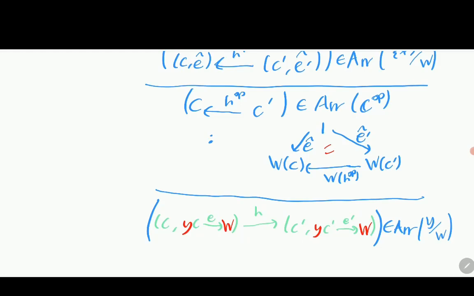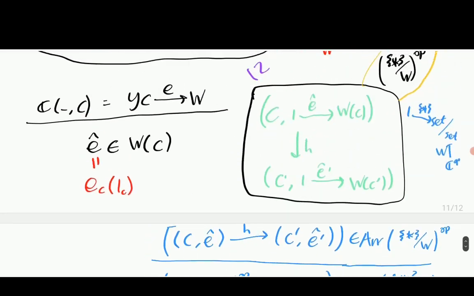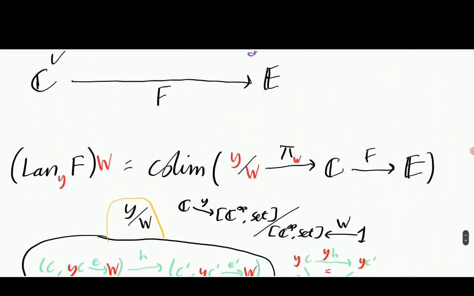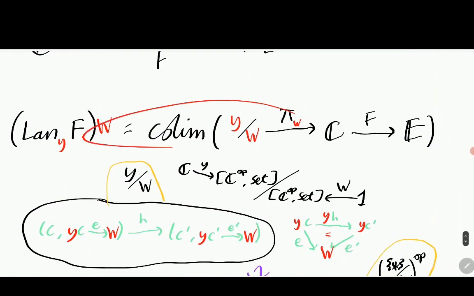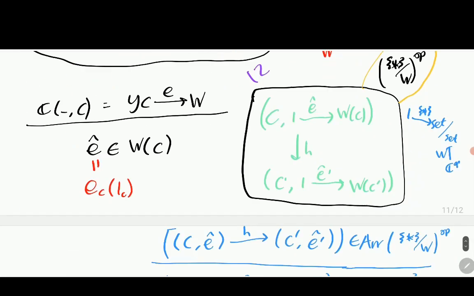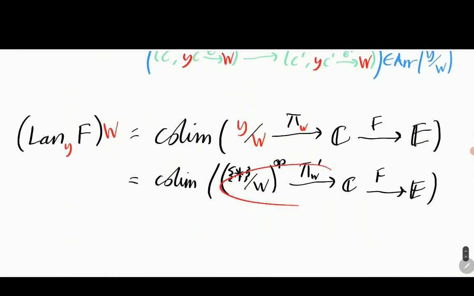So I know that's a lot to take in. Maybe don't worry about the details of this on the first viewing, but the point basically is that we can rewrite this expression here in this kind of form here. So here, this projection functor is going to take an arrow C comma YCEW, and it's just going to project it to become C.